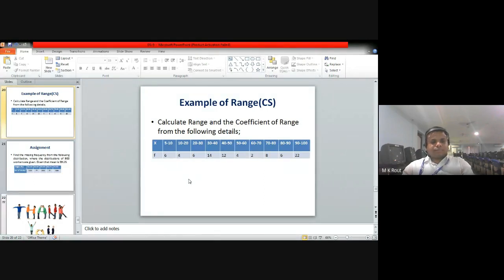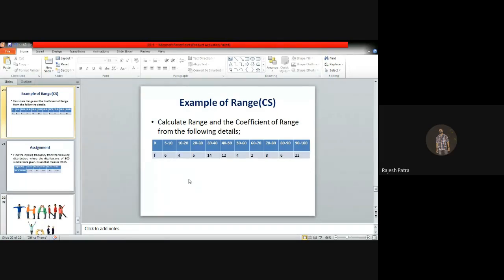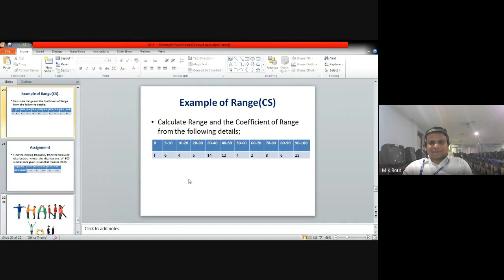Try to solve this one. 0.90, correct. Okay, what is your answer? Correct. What is your answer?